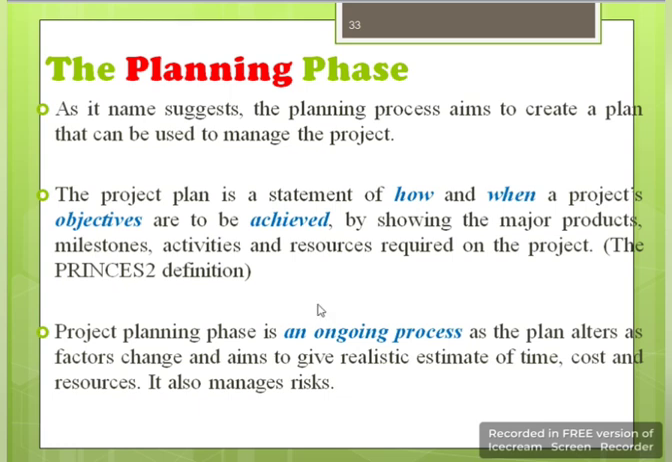As its name suggests, the planning process aims to create a plan that can be used to manage the project. The project plan is a statement of how and when a project's objectives are to be achieved, by showing the major products, milestones, activities and resources required on the project. The PRINCE2 definition: project planning phase is an ongoing process as the plan alters as factors change and aims to give realistic estimate of time, cost and resources.